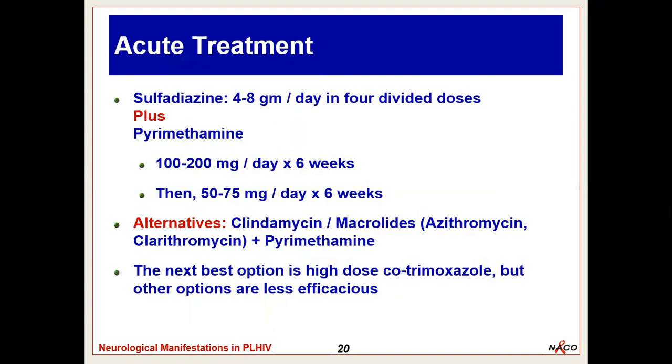Acute treatment. Okay, let's go quickly, but anyway, you all will be having the slides and the material, so I'm not going into the details of each and every drug, dosage, etc. You have sulfadiazine plus pyrimethamine, which should be given for 6 weeks. Alternatively, you can have clindamycin plus pyrimethamine. Next best option for us is high dose cotrimoxazole, which is sometimes the only thing which we are left with. So just to keep in mind. Next, please.